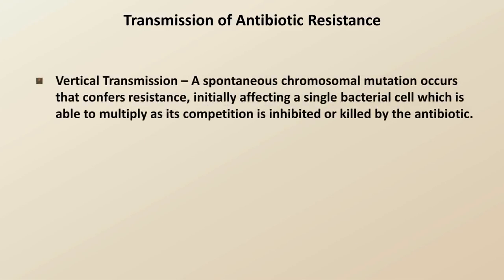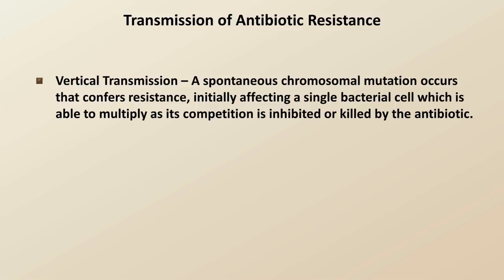There are two main possibilities. The first is called vertical transmission. This is when a spontaneous chromosomal mutation occurs that confers resistance, initially affecting a single bacterial cell, which is then able to multiply as its competition is inhibited or killed by the antibiotic. This generally can result only in the altered target or altered permeability mechanisms of resistance, as an efflux pump or inactivating enzyme requires the addition of an entirely new gene.